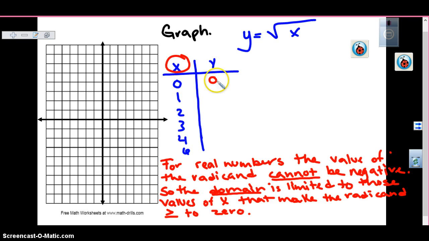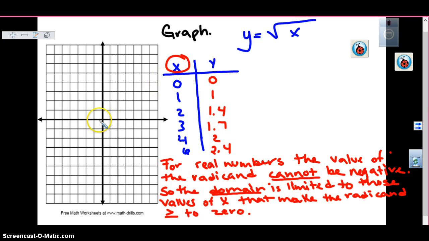If we substitute x with 1, y would equal 1. If we substitute x with 2, y would equal 1.4. And we're going to approximate the value to the 10th place. If we substitute x with 3, we get that y equals 1.7. We substitute x with 4, we get 2. We substitute x with 6, we get 2.4, and it goes on.